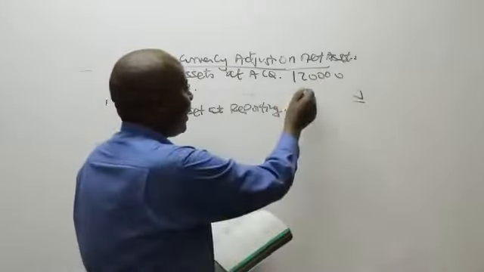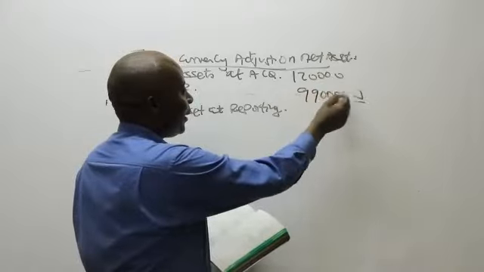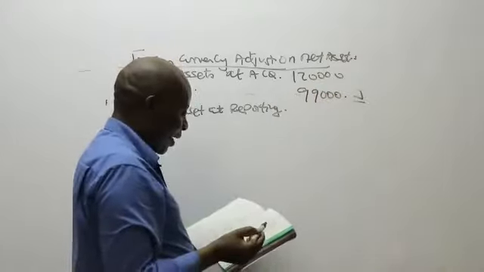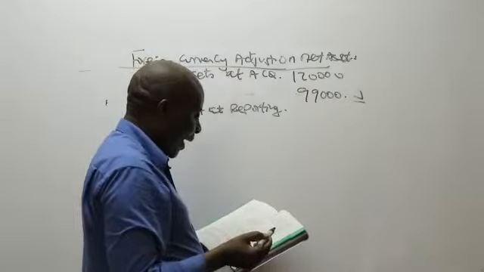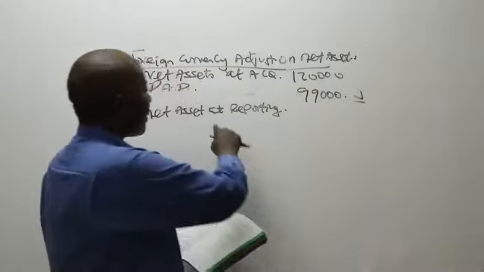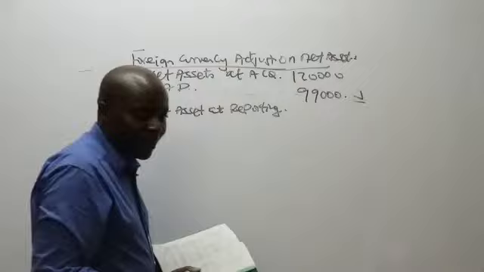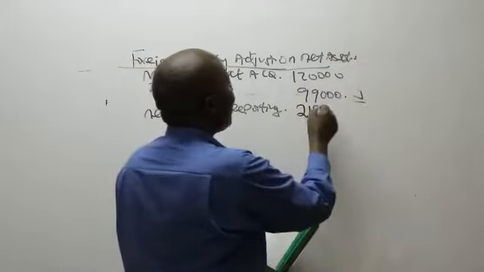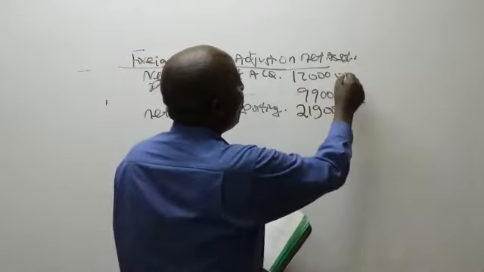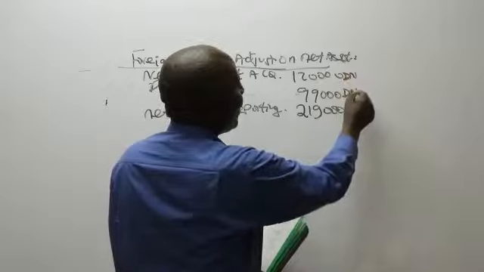POP was coming to 99,000. Ladies and gentlemen, how about net assets at the year end? Net assets at the reporting date, how much were you getting? 219,000. You guys are bright. These are free marks. Remember, all these are still in foreign currency.